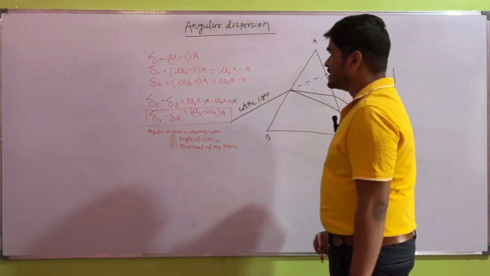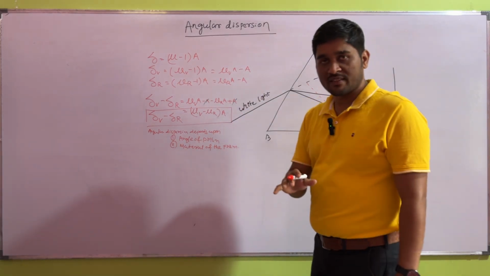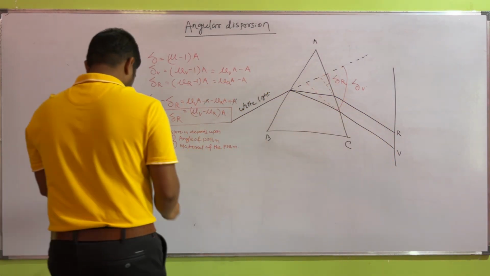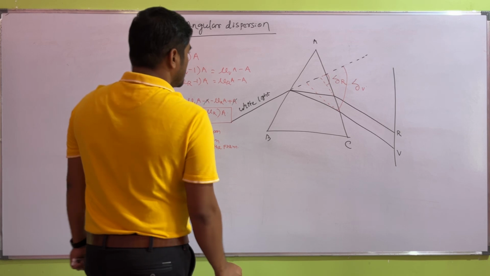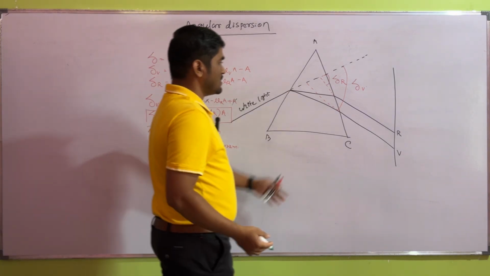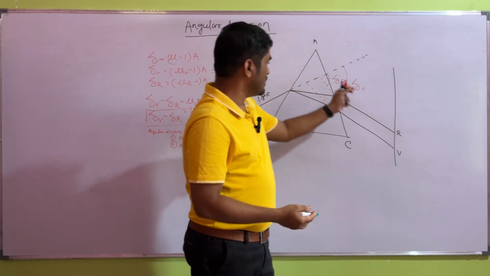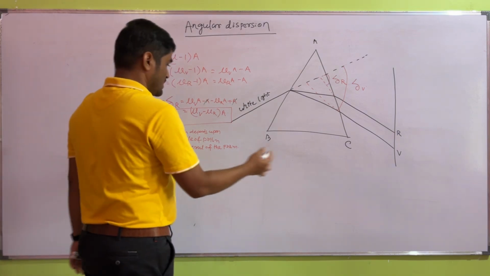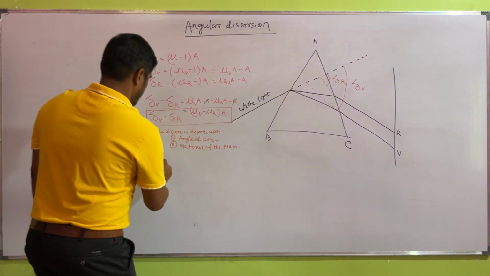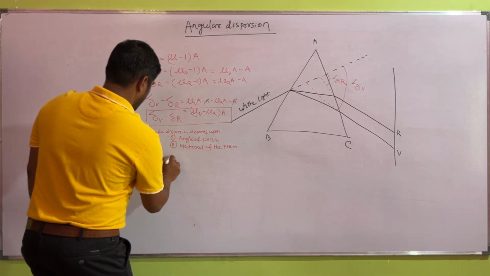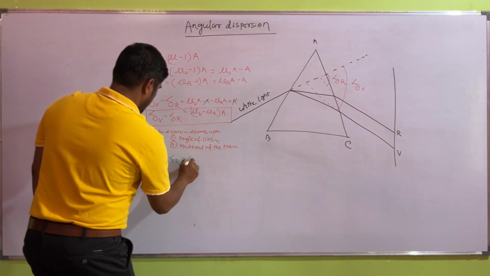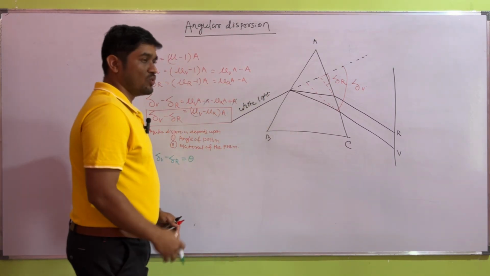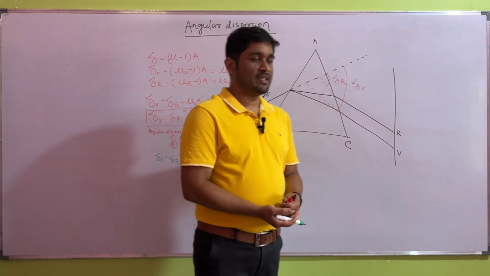Again, we can relate the angular dispersion with wavelength. That means how it varies with wavelength. Here the angular dispersion is an angle, so we can take this angle minus this angle. We can write delta V minus delta R as theta. It is an angle, and we have to relate this with wavelength. How is it related to wavelength?